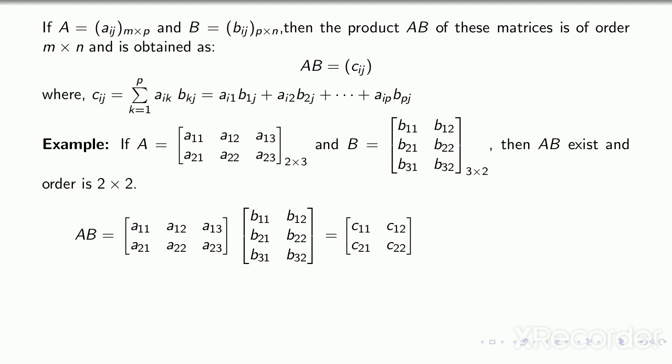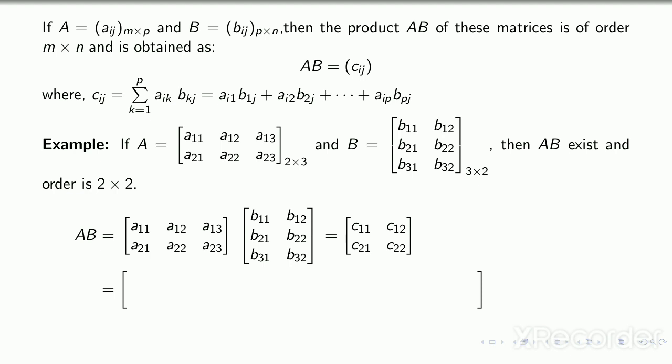Or alternatively, to find the product, let us consider the first row of the matrix A and first column of the matrix B. Multiply the corresponding elements and add these multiplications. We will get the first element C11 of the matrix AB.